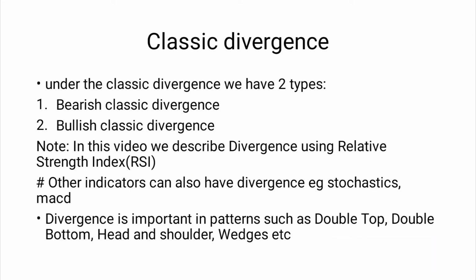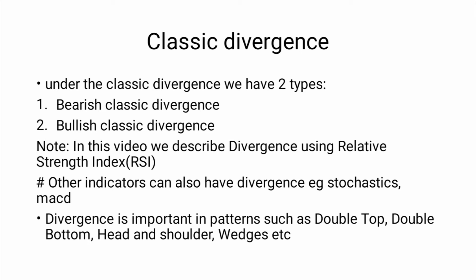So the classic divergence, like I said, there are two subtypes, the bearish classic divergence and the bullish classic divergence. Please note that in this video, I will describe divergence using the relative strength index, the RSI. Of course, there are other indicators that can also have divergence, e.g. stochastics, MACD. So why is it important to know about divergence?